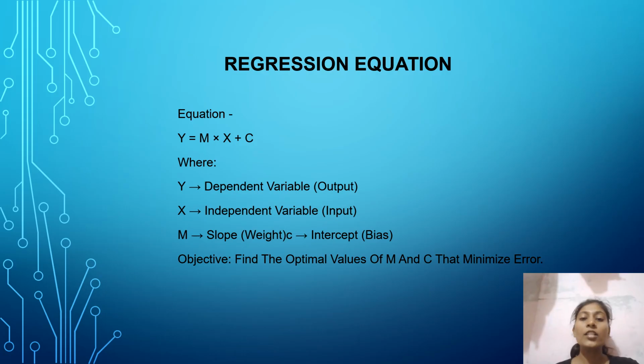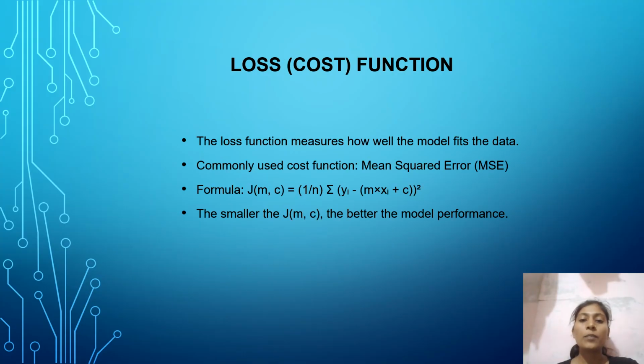Then regression equation. In linear regression, we use the equation y = mx + c. Here, y is the output or the dependent variable, and x is the input, or we can say the independent variable. m represents the slope of the line and c represents the intercept. So our objective is to find the best values of m and c so that the line fits the data accurately. Then we see the loss function.